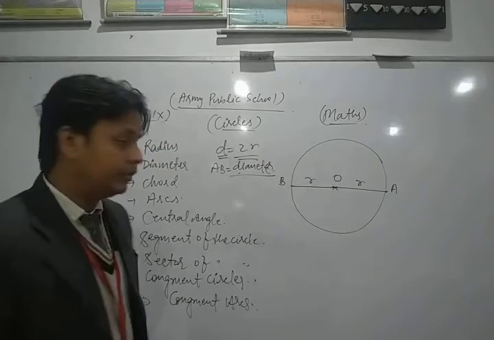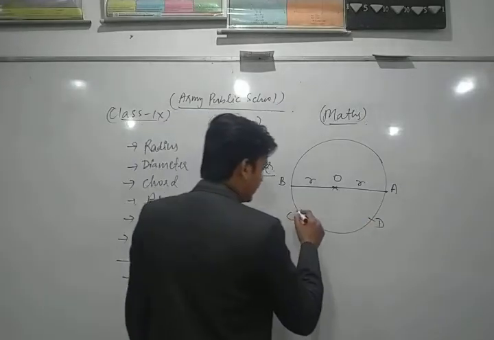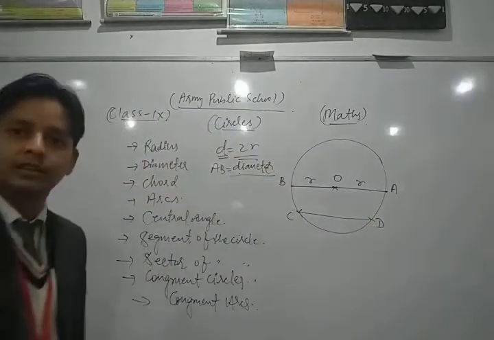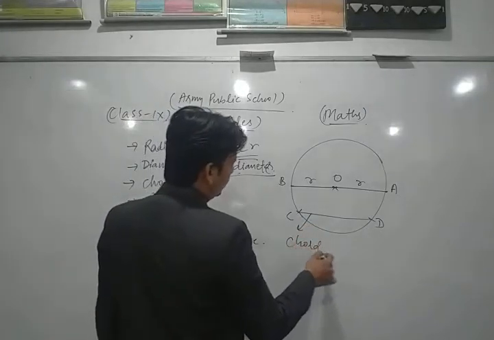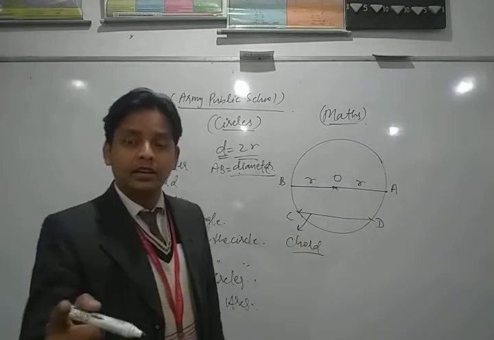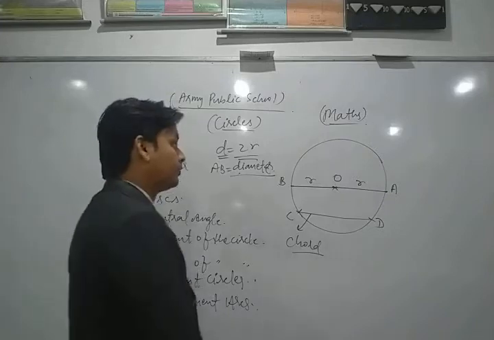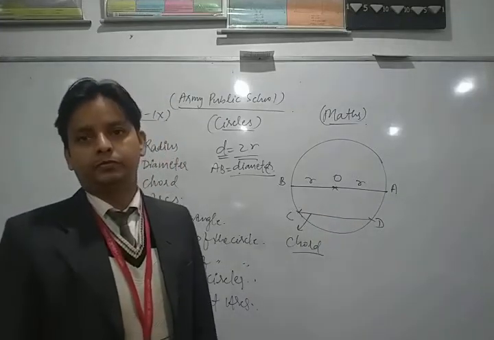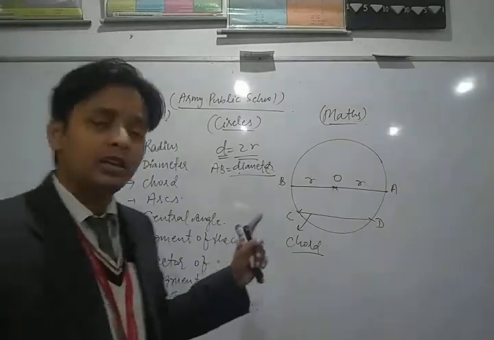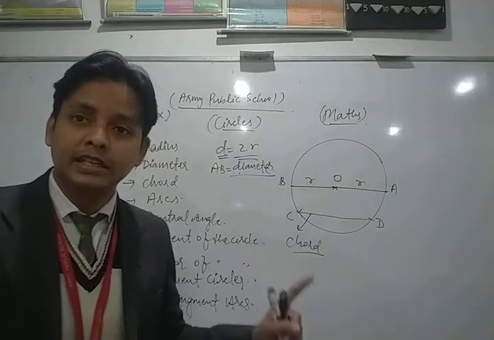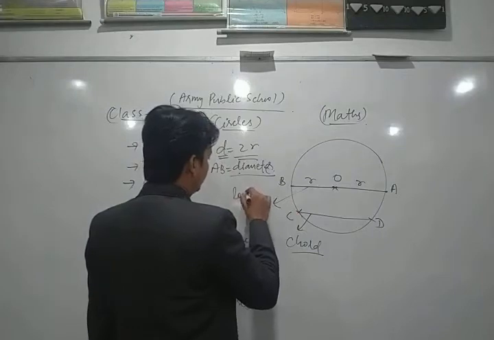Now we are discussing the chord. Suppose C and D are any two points on the circle. The line segment joining any two points of the circle is called a chord of the circle. So in this way CD is a chord of this circle. Similarly, a diameter is also a chord because it also joins two points on the circle. But if the chord passes through the center, then it is said to be a diameter, and the diameter is the longest chord of the circle.